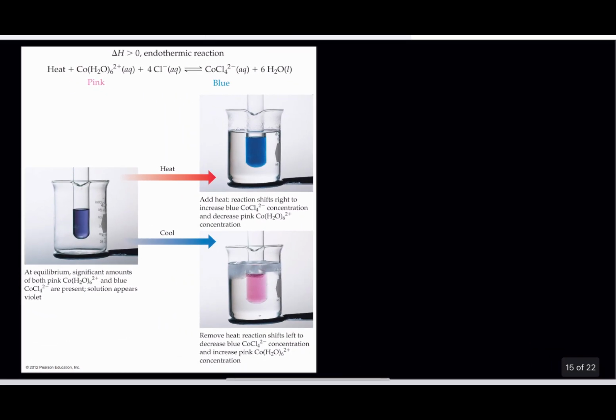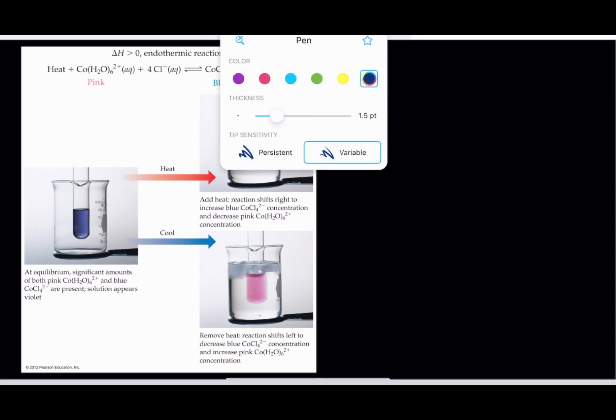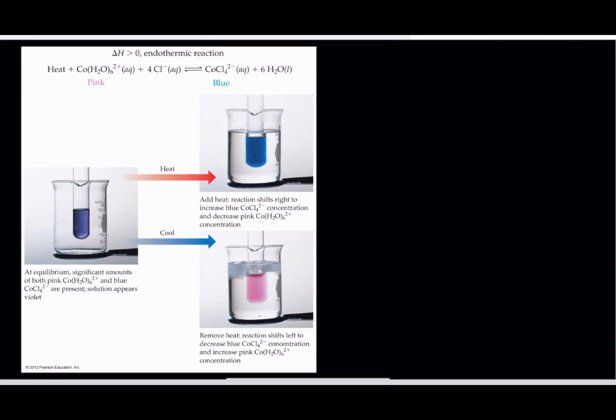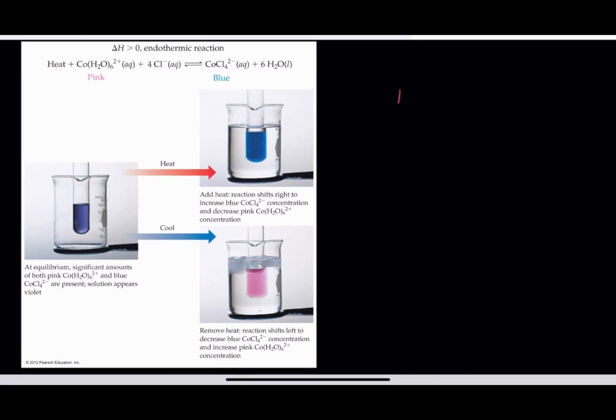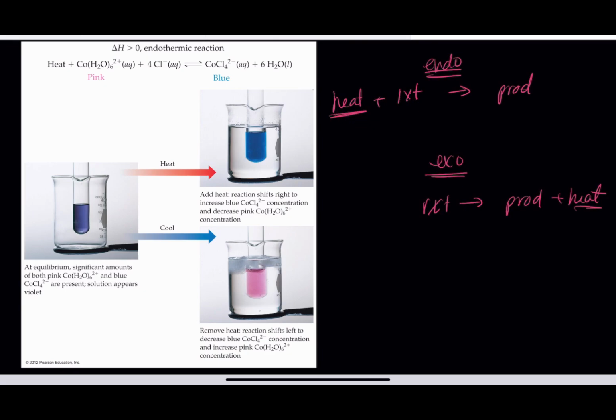Heat, right? So let's talk about if we change the temperature. First, let's make sure that we are crystal clear on endo versus exo. If I have a reaction, and here I have reactant and product, and this is an endo process, heat is like a reactant for an endo process. If I have an exo process, here is my reactant, here is my product, then heat is like a product. As in heat comes out in an exo, and in an endo, heat goes in.